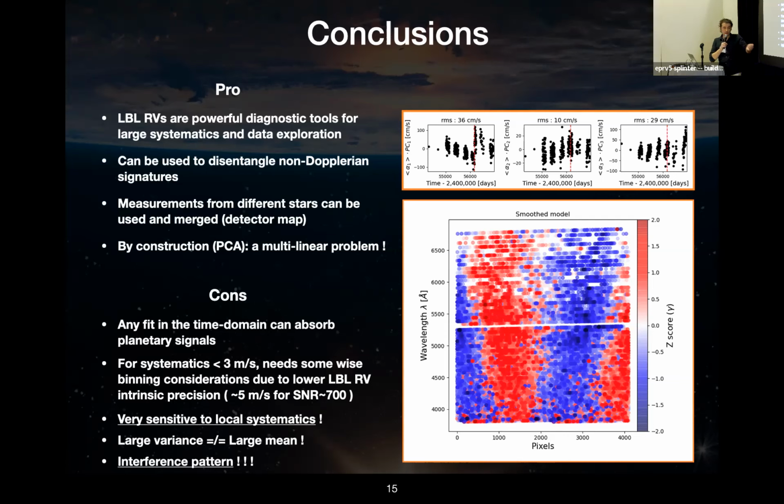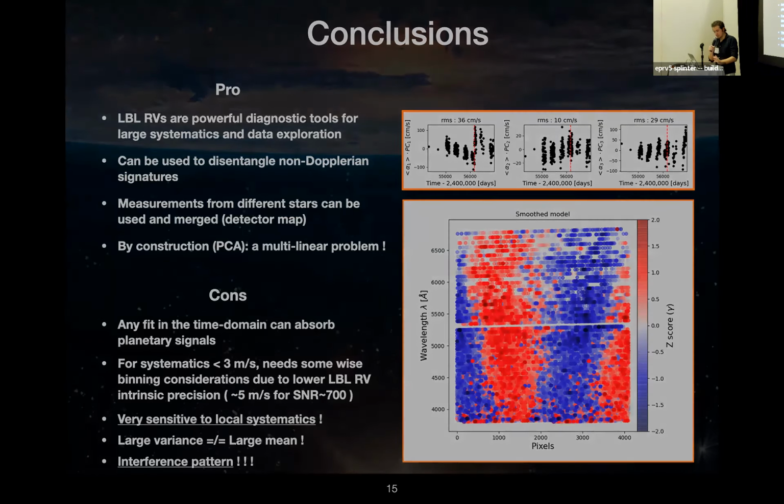And actually another issue related to that is that sometimes you have large variance in your cloud of data, but with a really small mean effect. And so sometimes the PCA components that you derive are completely, in a sense, useless. And you have to derive a lot of them before you find one which is relevant. And related to that, you have those interference patterns that are really a nightmare when you do line-by-line PCA. And I think I will conclude there.